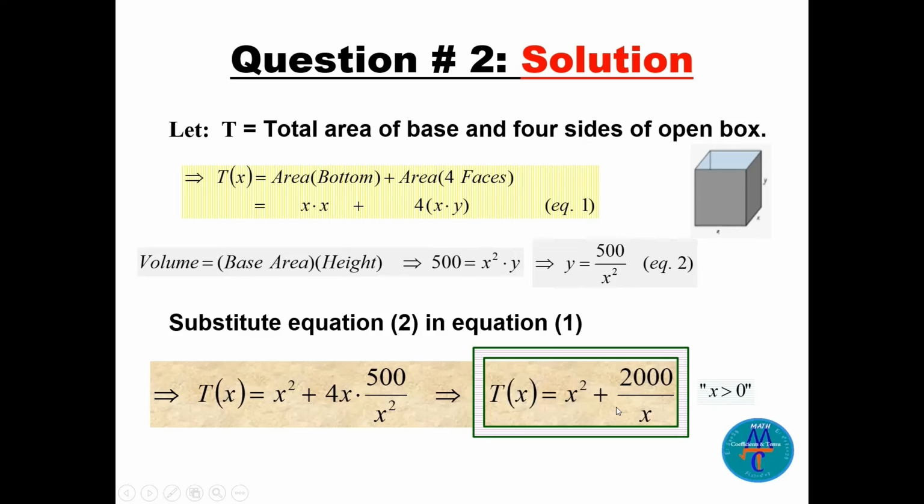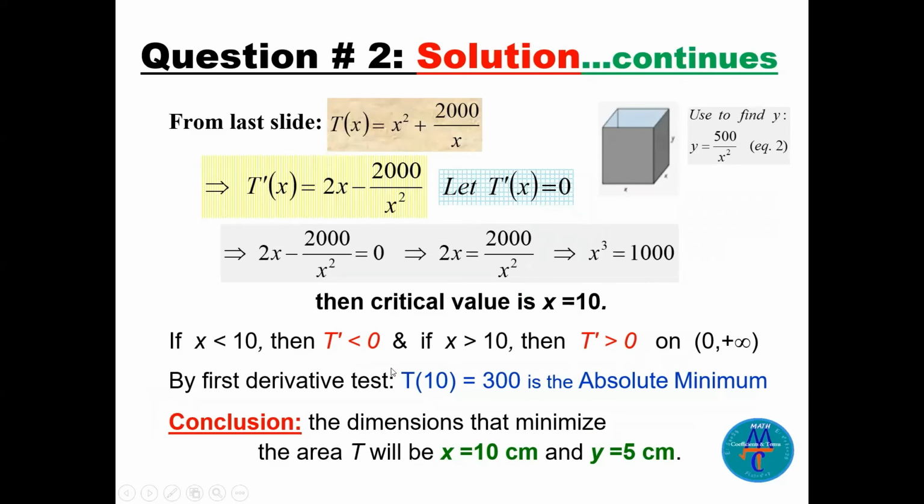Let's find the derivative now. Yes. This is what we need here. So the derivative T prime of x will be 2x minus 2000 divided by x squared. Let T prime equal 0. Take the derivative 2x minus 2000 over x squared equal to 0. Simplify. Take this on the other side, cross multiply. You get x cubed is equal to 1000. So here we need x. The critical value, x will be 10.